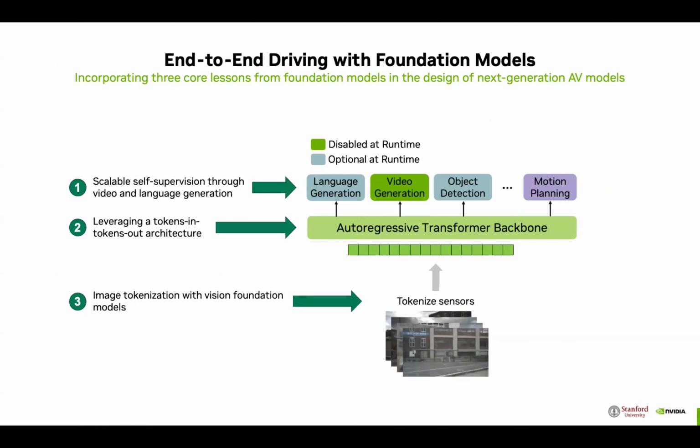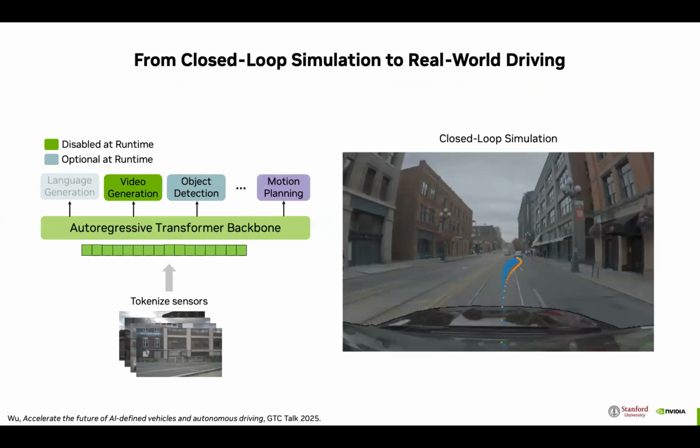Encouraged by these preliminary results, we further extended this architecture with 3 core lessons from the design of foundation models. First, the use of scalable self-supervised losses, such as next video or language token prediction. Second, the tokens-in and tokens-out autoregressive transformer backbone, similar to what is used, for example, in large language models and visual language models. And finally, the use of internet pre-trained foundation models for tokenization. So to evaluate this foundation model empowered design, we implemented a version of the model that uses video generation as an auxiliary training loss.